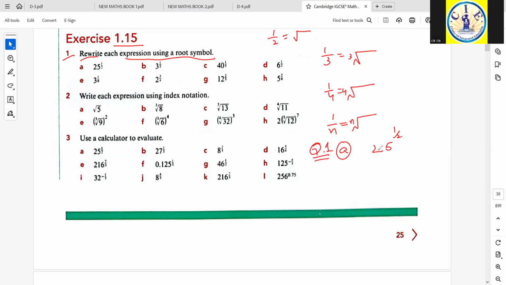25 raised to power 1 by 2. So when we will be converting it using the root for 1 by 2, I need to have its square root. Square root of 25. So this is the conversion of 25 raised to power 1 by 2 from index form to the root form.